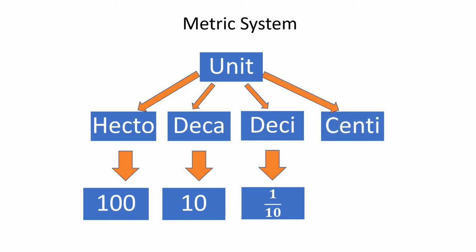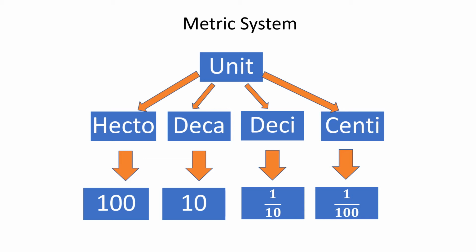So let us see on our right. If you want to go from unit to centimeter, if you are having 1 meter and you want to go to centimeter, then you need to divide it by 100. That means 1 divided by 100 meter is actually 1 centimeter, or you can say that 1 meter equals 100 centimeters.